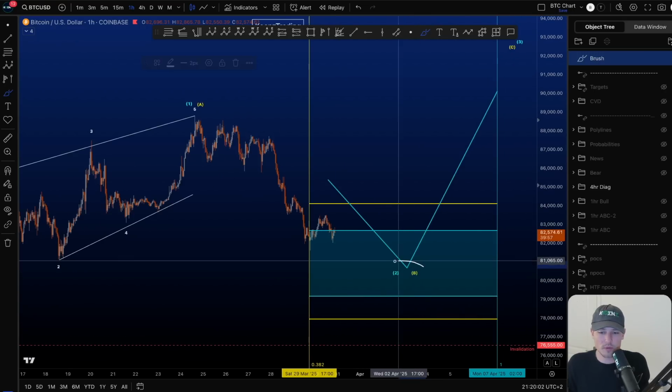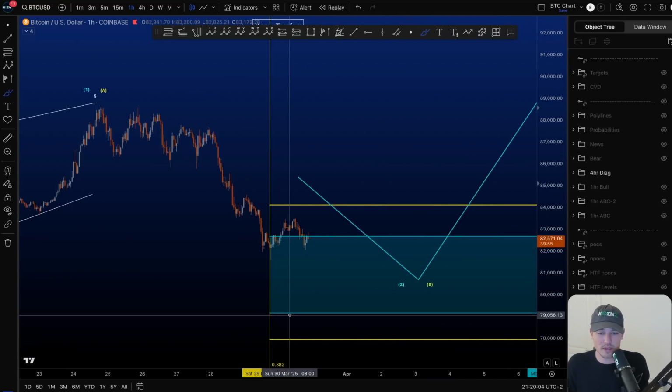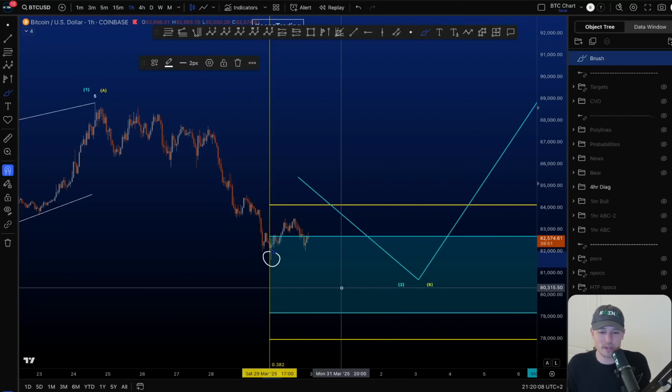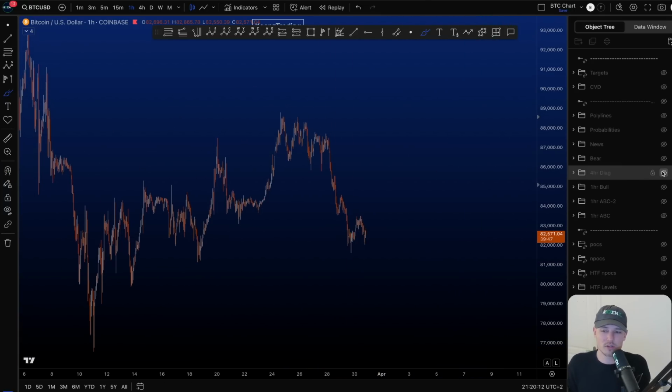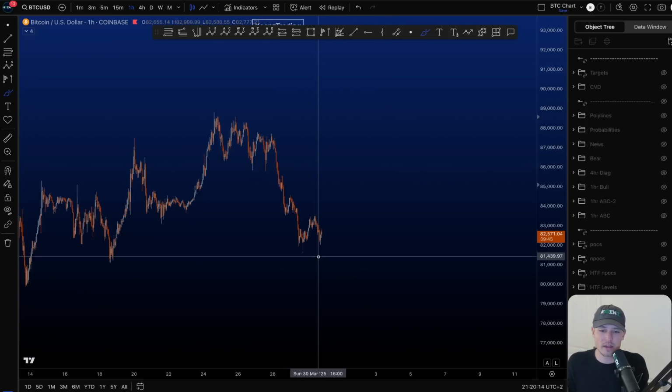And also, preferably wave 2 or B ends at least after the 0.382. And you can see this low was made after the 0.382. Again, it doesn't yet have the highest probabilities. I just want to make you aware. And more locally, you do look for some similar price action, which is a bounce to the upside.